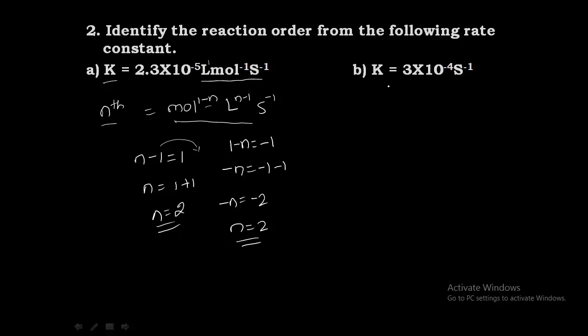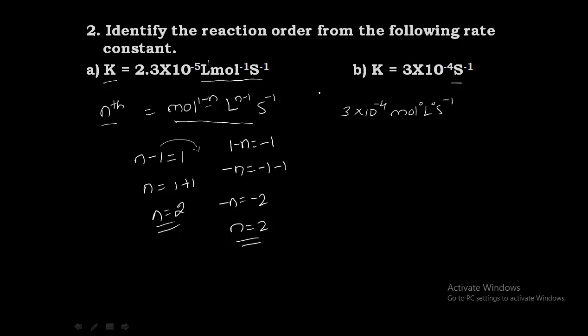Similarly, in the second one, they have given 3 into 10 raised to minus 4 per second. Here we can write per second as 3 into 10 raised to minus 4 mole raised to 0 L raised to 0 per second, because mole raised to 0 is 1 and L raised to 0 is also 1. Thus per second can also be written in this manner.